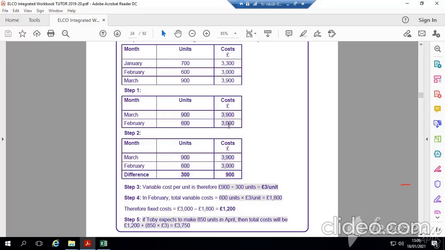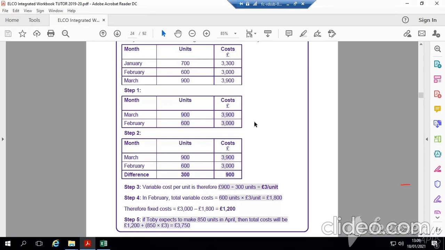So this 3000 includes fixed cost and variable cost. In order to calculate cost per unit, obviously you have to look at the differences in total cost. For example, for March the total cost is 3900, for February 3000, so the difference is 900, and the difference between the number of units is 300.